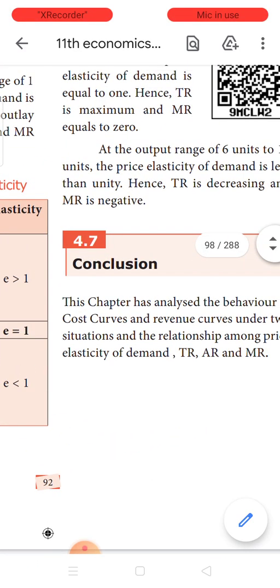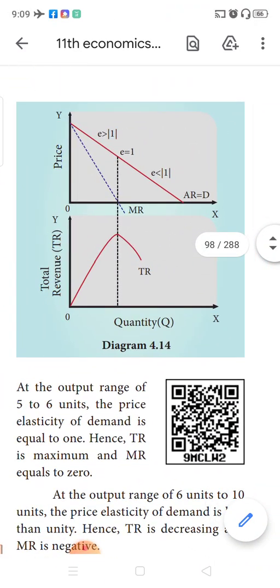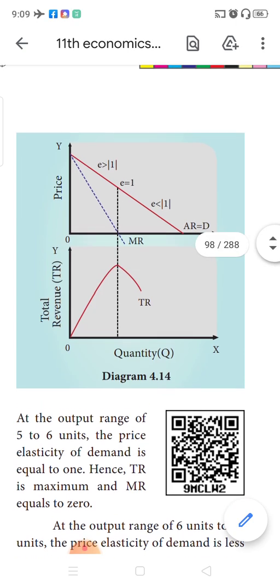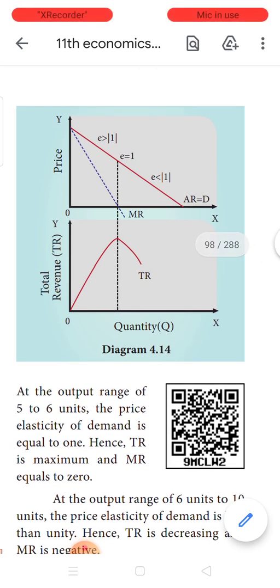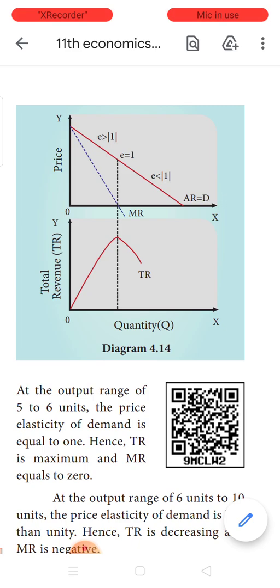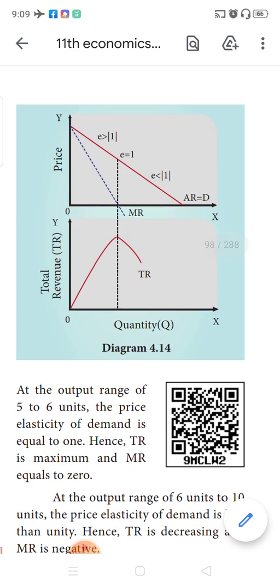Now just look at the diagram given here. Whatever is given here in the table, you can project in the form of a diagram also. Here we have taken two diagrams to understand the concept better, because we cannot draw three diagrams in one graph itself. We need to understand the relationship between three concepts, that is AR, MR and TR. The same thing I told you in the table could be better understood here with the help of the diagram.